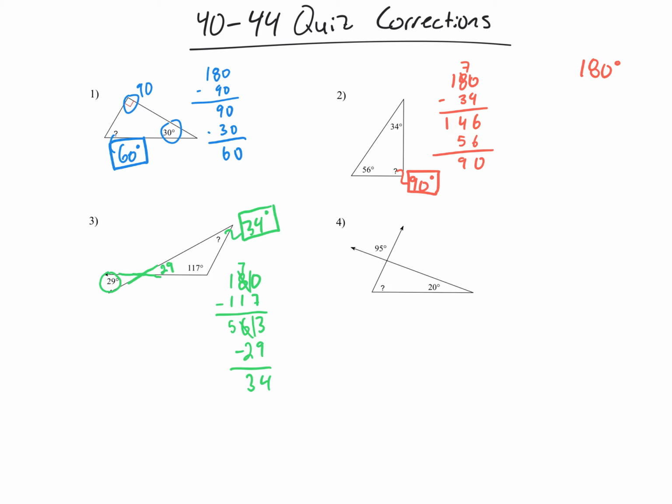And then one more here. Again, same idea. These are two intersecting lines, vertical angles, where there's ones across from each other, so they're going to be the same. So that angle is 95 degrees. So I'm going to say 180 minus 95 is going to give me 85. Then I'm going to subtract the other angle, minus 20. So it's going to be 65. So this angle here is 65 degrees.